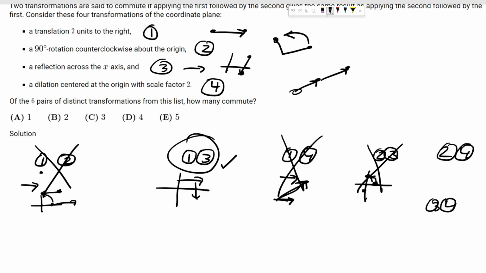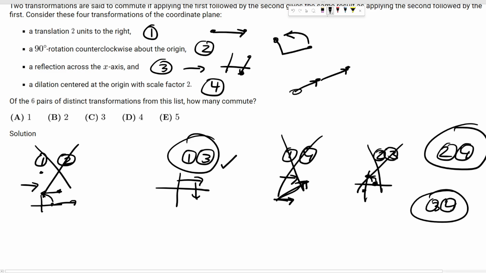2 and 4, a rotation and a dilation. If you think about it, the dilation doesn't change how far rotated we are, and the rotation doesn't change how far away from the origin we are. So this should work. And then for 3 and 4, same thing. A reflection doesn't change how far away from the origin we are, and a dilation doesn't change which side of the x-axis we're on. So this also works. So that means our final answer is 3, because 3 of these work.